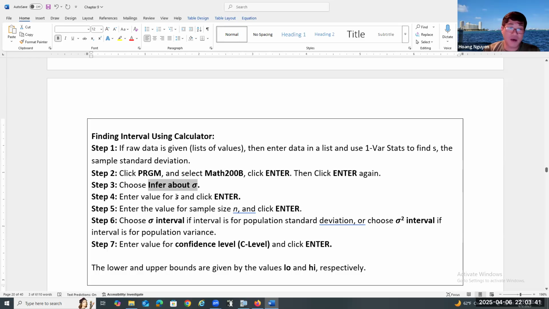Then you have to input the value for the sample standard deviation, then input the sample size n, and then click the option. You can select the option either for sigma interval or sigma square. It depends on if you want to estimate the population standard deviation sigma, or the population variance sigma square. And the next step, you input either a confidence level of 90%, 95%, or maybe 99%.